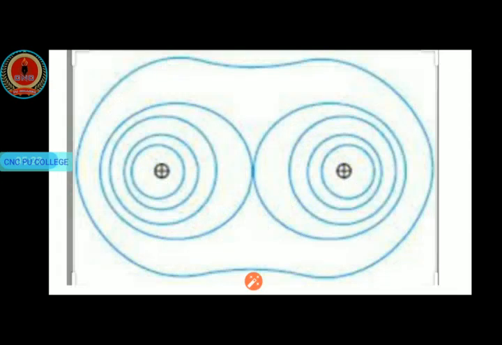This is the representation of equipotential surfaces due to a system of two like charges. As they experience a repulsive force, the surfaces are far apart in the region between the two charges, and this indicates a weak electric field. This is the representation of equipotential surfaces for like charges.